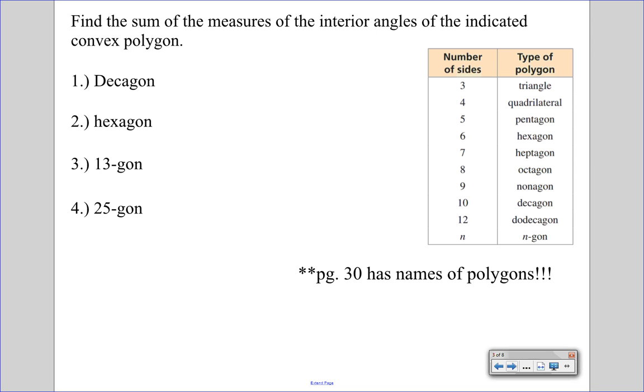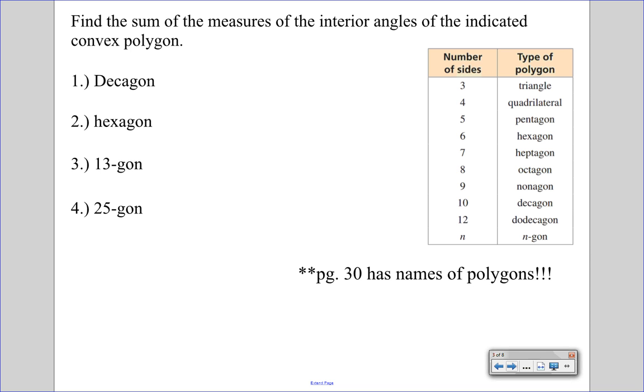Okay? So this first one says find the sum of the measures of the interior angles of the indicated convex polygon. Now number 1 says decagon, and if you're not sure what a decagon is, I put this chart up right here, and if you lose this chart, you can always go to page 30 of your book, and it will give you this same chart as well. So a decagon is a 10-sided polygon.